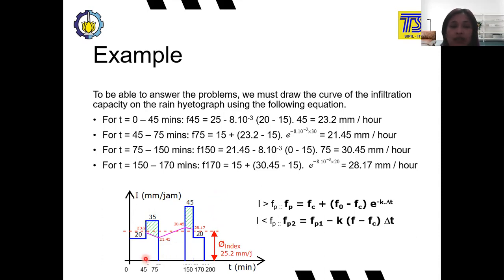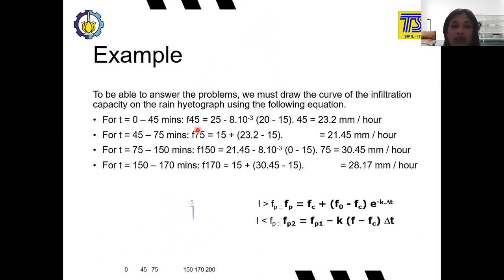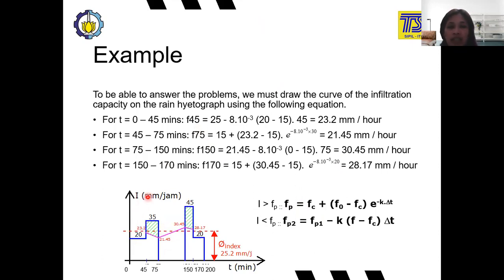For example, for the first time step, 0 until 45 minutes. Here we have the F45. We have to compare first with the F0 because the first one is 0, which is F0. Here we have 25 millimeter per hour, and then we have the rainfall intensity of 20 millimeter per hour. And then 20 is less than 25. Because 20 is less than 25, we have to use this equation.